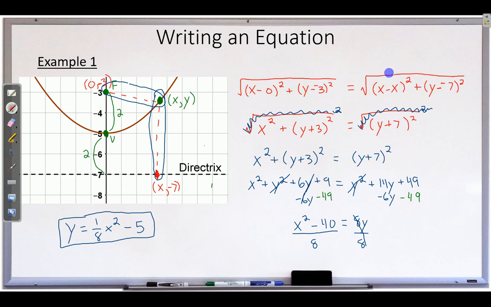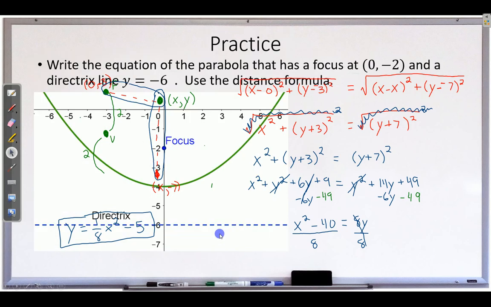The square roots go away. That's kind of nice. And the really hard part is multiplying out these squared terms. You can use FOIL or however you know how to do that. Then it's just a little bit of algebra to move things around. All right, hoping that makes some sense. Let me give you a few practice problems to work on to get the focus and the directrix.